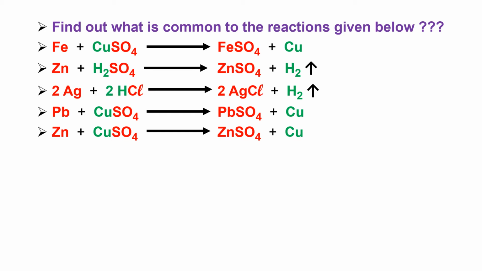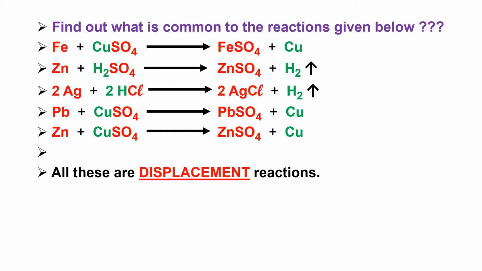Second reaction, zinc is stronger, or more reactive, than hydrogen, that's why he displaces hydrogen. Third reaction, silver is more reactive than hydrogen. So in all these reactions, we see a more reactive element is displacing a less reactive element from a compound to form a new compound. Now if you see, CuSO4, H2SO4, they're all what? Compounds. So such reactions we call displacement reactions.